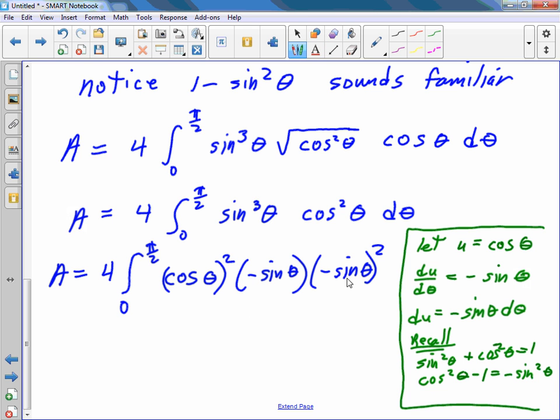So what's the opposite of sine theta squared times the opposite of sine theta? Negative times negative? Yeah, but this is to the first. Oh, crap. Sadly, we're going to have to finish this later, everyone.